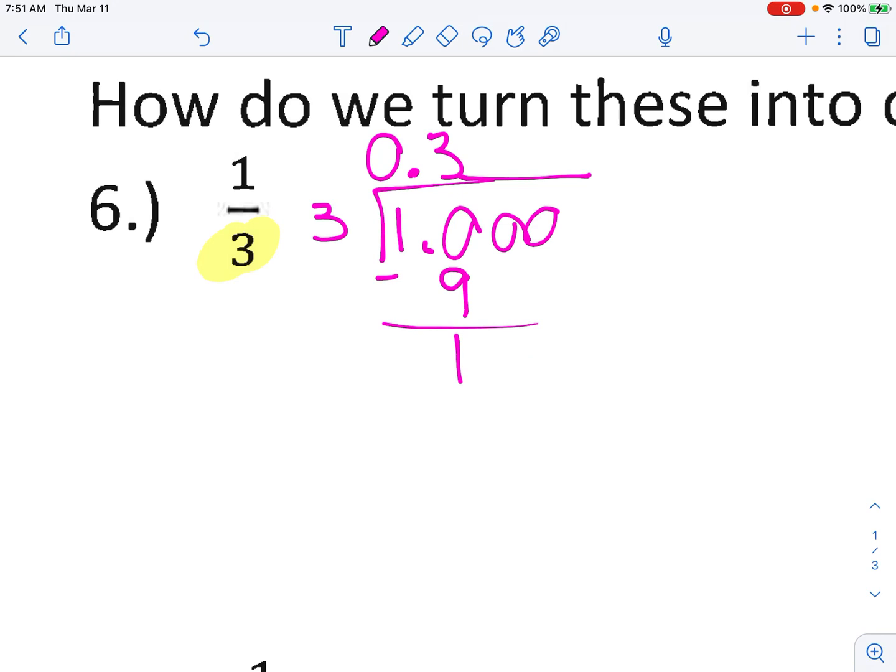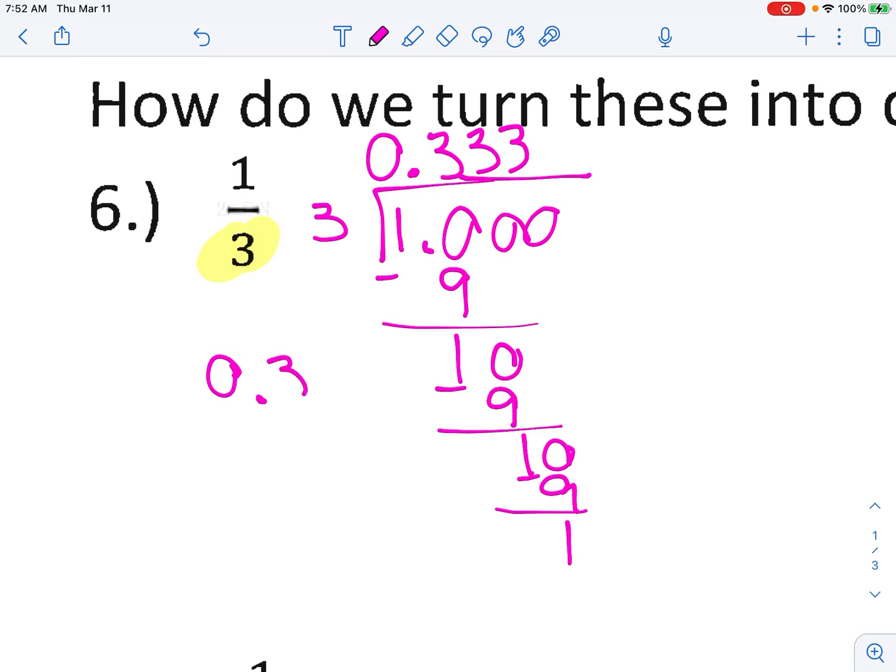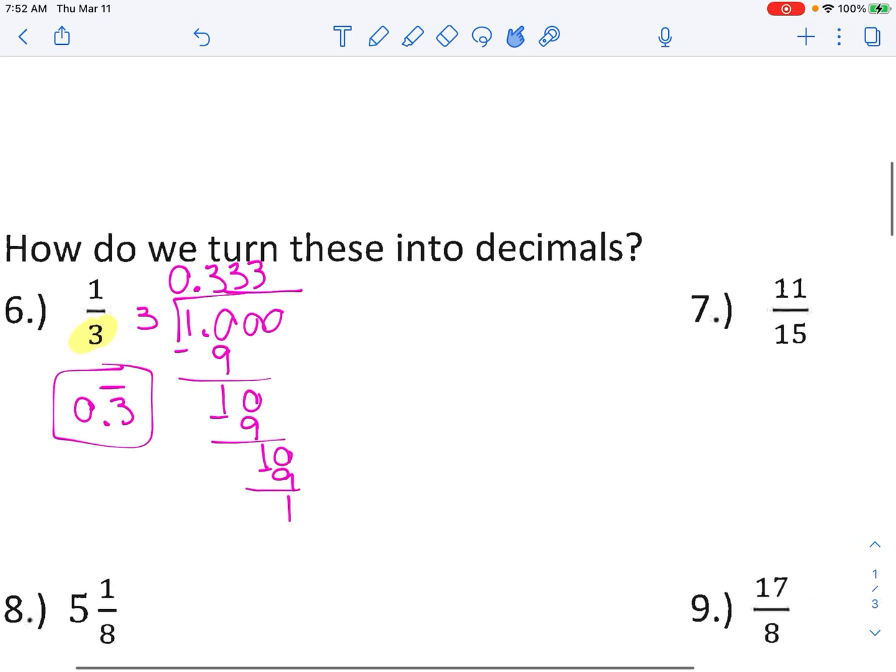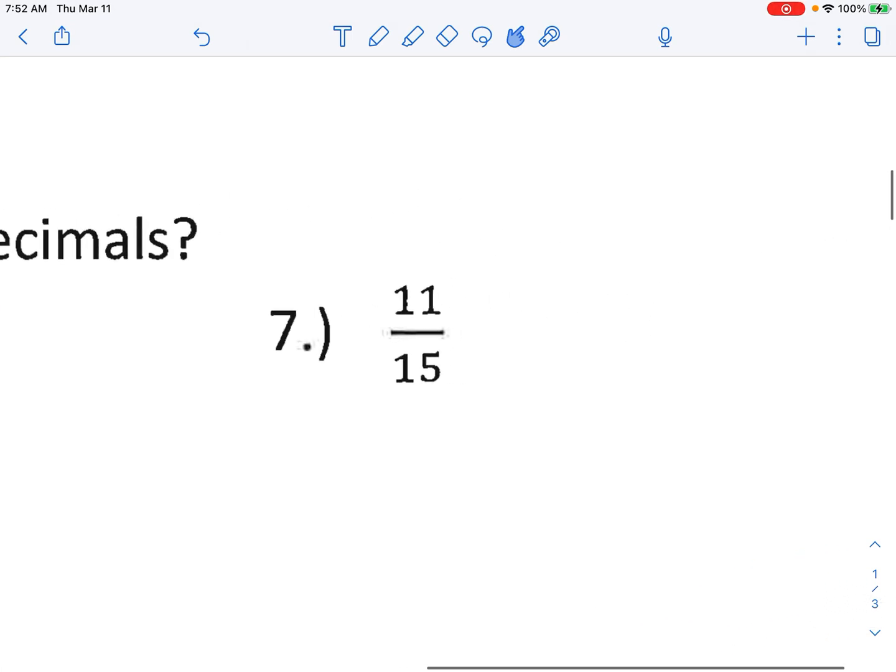3 times 3 is 9. Subtract and get 1. Drop the 0. 3 times 3 is 9. Okay, so we're turning these into a decimal. That decimal is going to be 0.3 repeating. You do not need to write more than one 3. If 3 is the only digit that repeats, you only have to put one 3, but then you're going to put that repeating line on top of it.